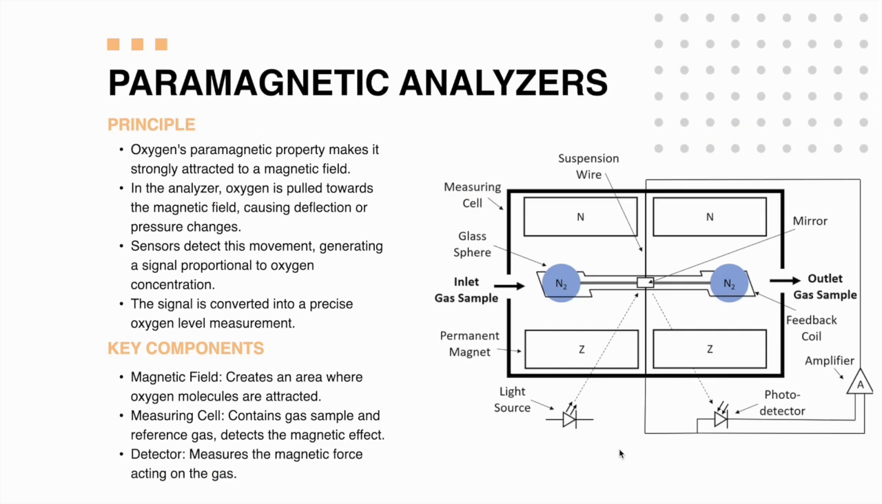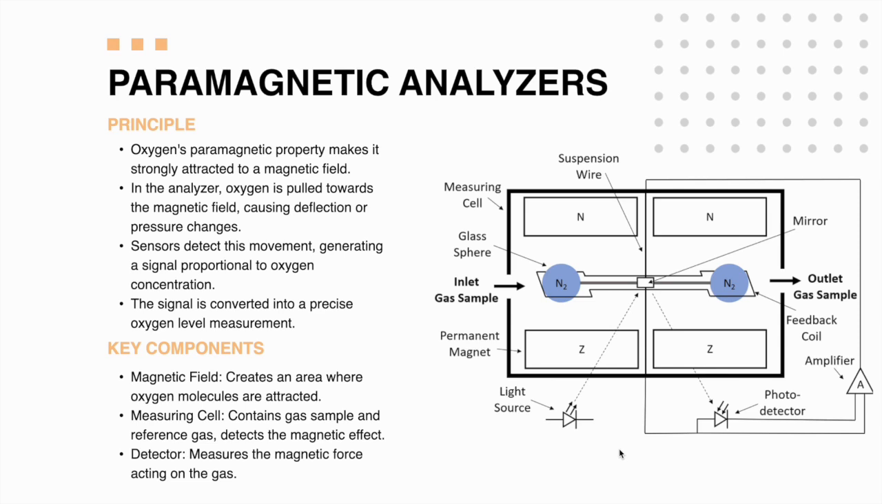Now moving on to the paramagnetic analyzers. It is based on the principle that oxygen's paramagnetic property makes it strongly attracted to a magnetic field. In the analyzer, oxygen is pulled towards the magnetic field, causing deflection or pressure changes. The sensors detect this movement, generating a signal proportional to the oxygen concentration. The signal is then converted into a precise oxygen level measurement.